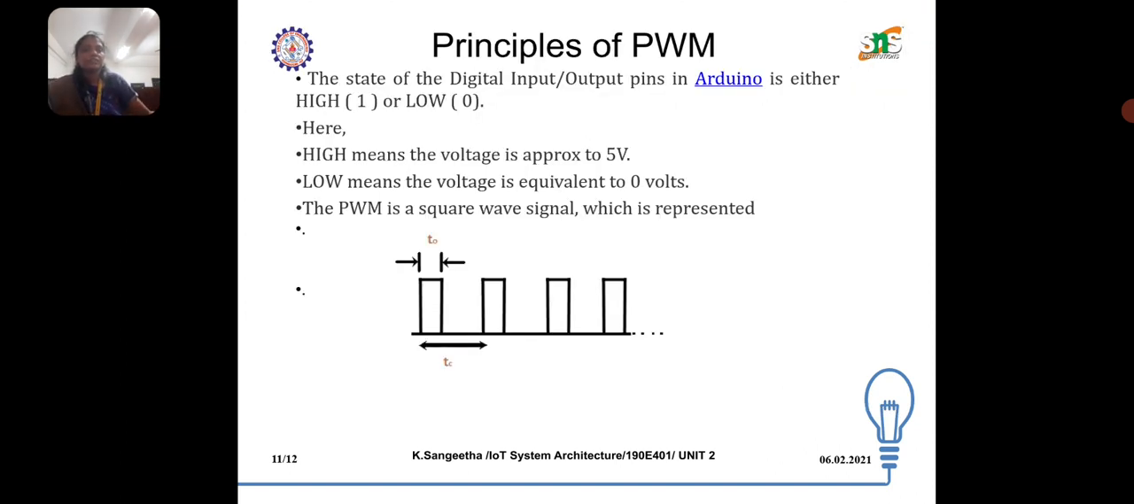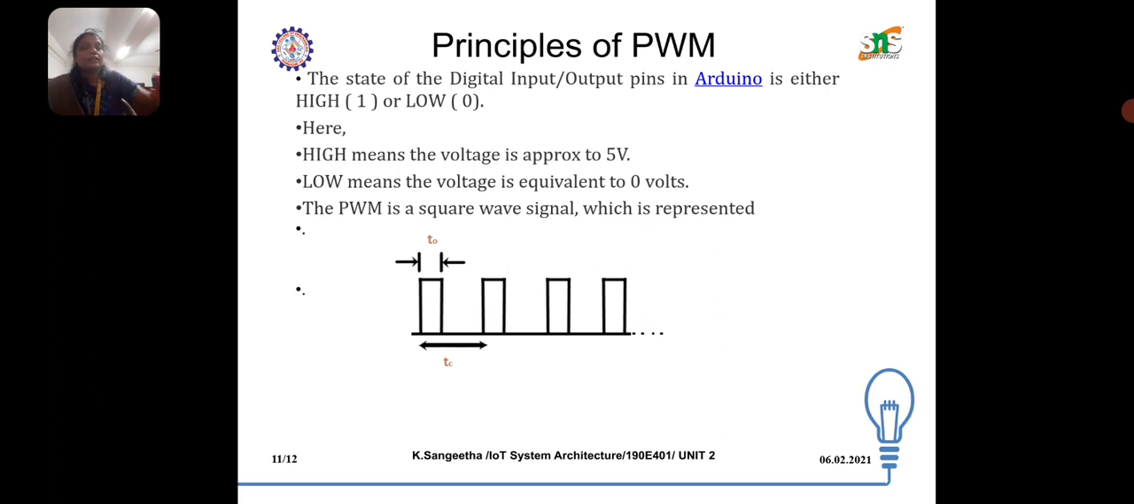Next, this is the principle of PWM. The state of the digital input and output pins in Arduino is either high or low. Here, high means the voltage is approximately 5 volts. Low means it is connected to ground, that is at 0. The PWM is a square wave signal which is represented here.